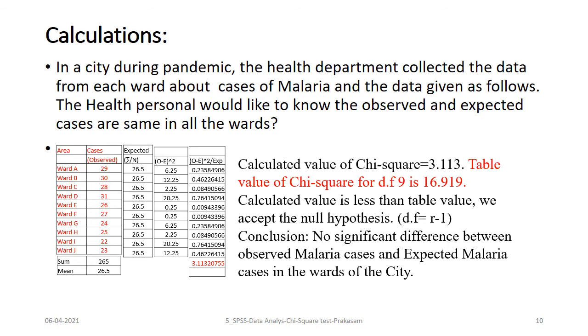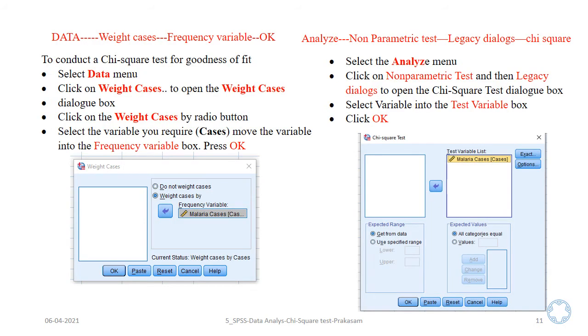That means the malaria cases are more or less uniformly distributed all over the wards. That is the conclusion. Let us see how to use SPSS. In SPSS we have to do it in a different way. In SPSS you will find the menu called Data. From Data, if you click, you will find Weight Cases. From Weight Cases you choose frequency variable, and the frequency variable is the malaria cases, and then say OK.